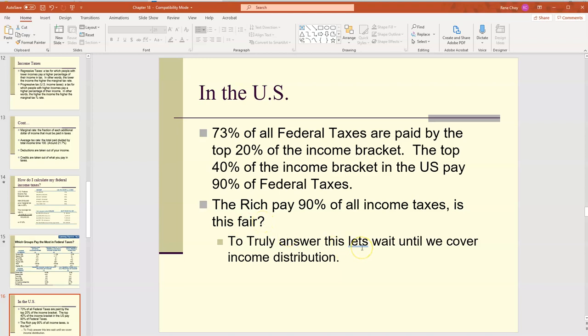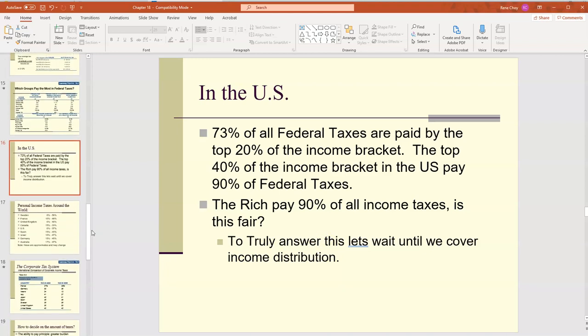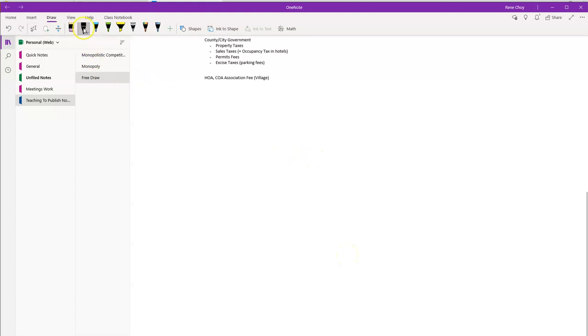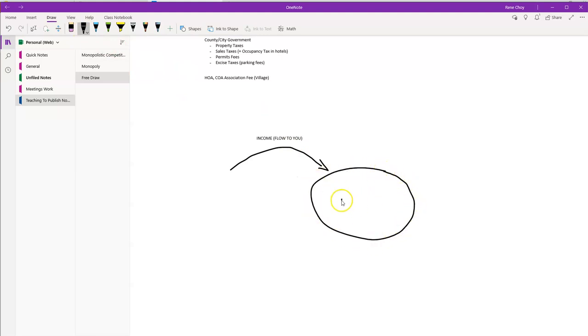Well, to truly understand the answer, we need to talk about income distribution. Now, before we get to income distribution, though, we need to talk about the difference between income and wealth. So, income is a flow of money to you. Then in the middle, you have your wealth. And wealth is a sort of stock, an accumulation of income.